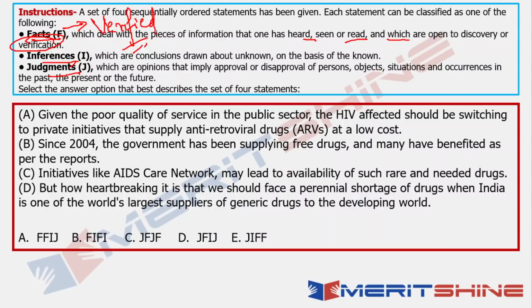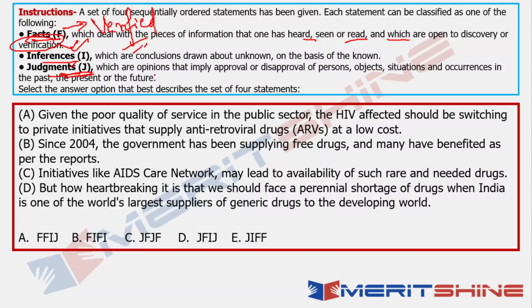So this is judgment. But at the same time, if I say that it was written in Times of India today's edition that poverty would go away by 2025, then it becomes a fact, because you can go and verify in Times of India. So you understood what is fact and what is judgment. Judgment is opinion, which would change.